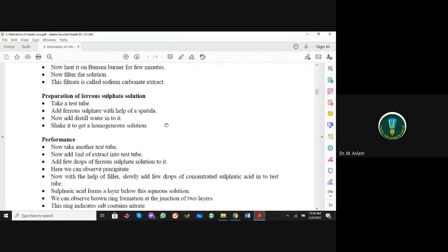Take a test tube, add a few ferrous sulfate with the help of a spatula. Now add distilled water in it, shake it to get a homogeneous solution. Clear ho gaya jo aapka ferrous sulfate ka solution aapne lena hai. Take another test tube, add 1 ml of extract jo upar aapne banaya hai, aur uske baad aap few drops of ferrous sulfate solution usme add karenge. Here we can observe precipitate. Now with the help of filter, slowly add few drops of concentrated sulfuric acid.